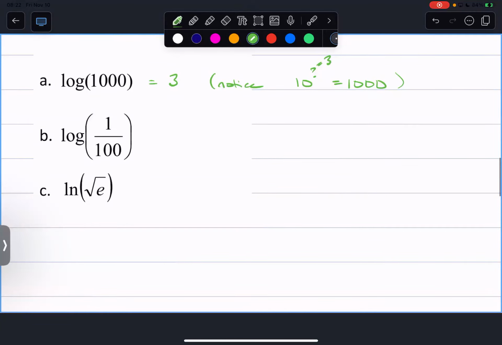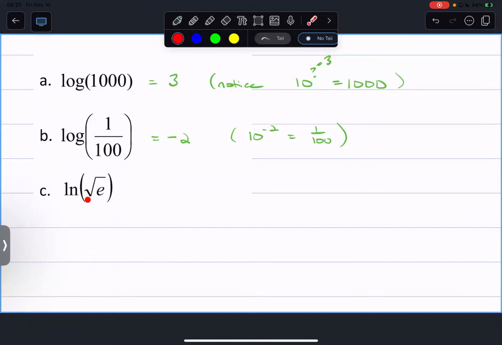How about the common log, log base 10 of 1 over 100? Again, I'm just going to use my calculator. Log base 10 of 1 over 100 is -2. And you can always confirm, right? Does that make sense? Yes, because we have 10 to the -2 is equal to 1 over 100, right? 10 to the power of 2 is 100, but then the negative brings it downstairs, so it's 1 over 100. And so that's true.